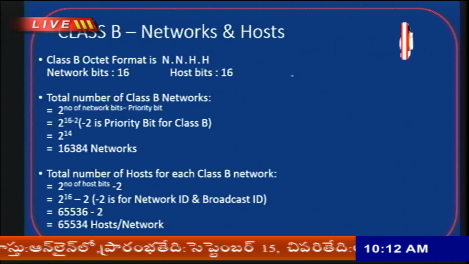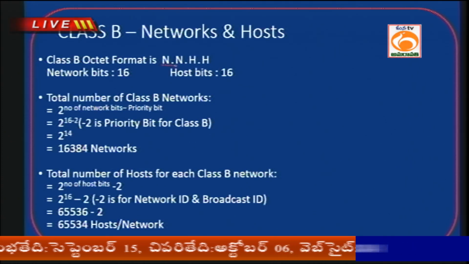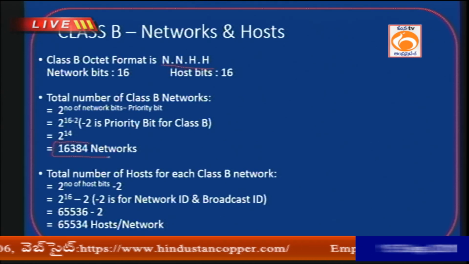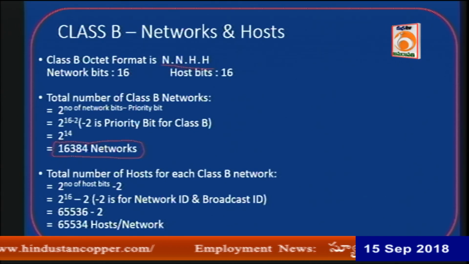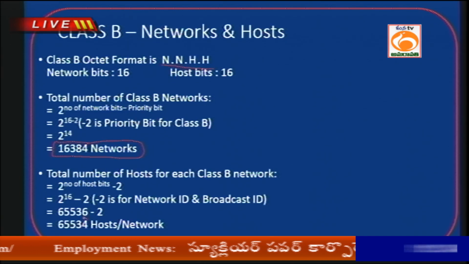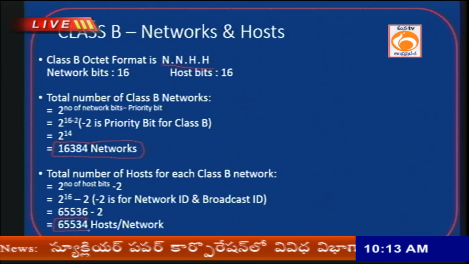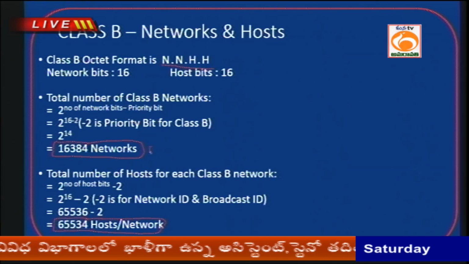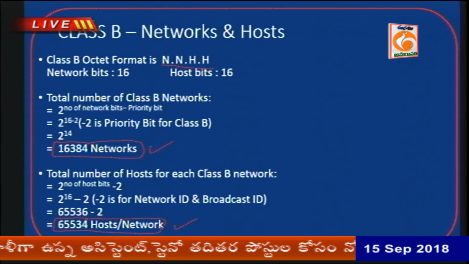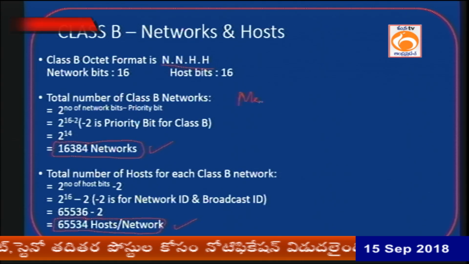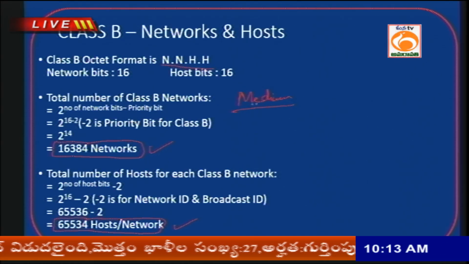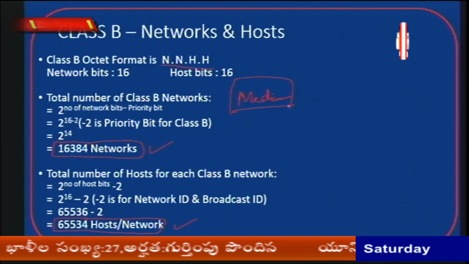In class B, substituting these values accordingly, we have 16,384 class B networks, and in each class B network we have 65,534 hosts. These are the class B values. So this is used for medium sized organizations. Class A is used for large organizations, class B is for medium sized organizations.